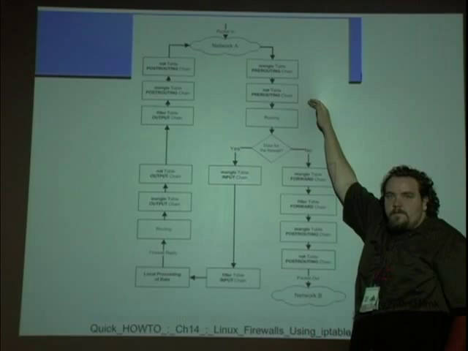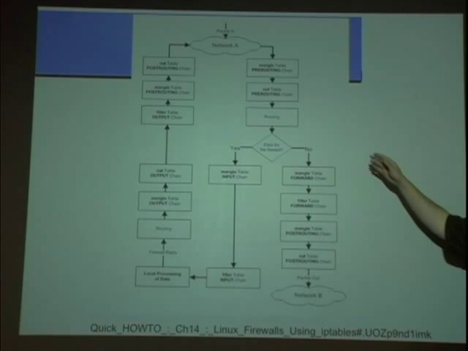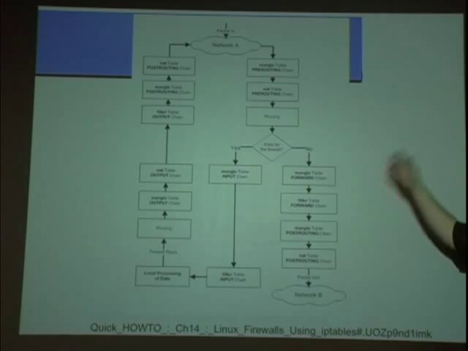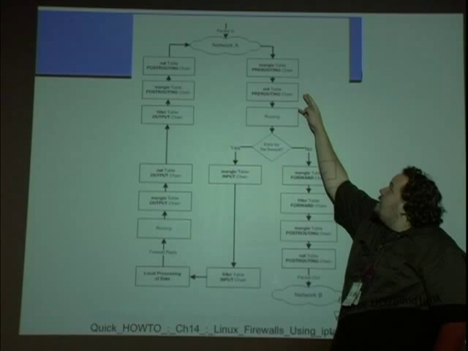Now, all of these chains are predefined. You can also create your own chains. So if you want to get really advanced, you can go in there and actually change this entire infrastructure to whatever you want. But this is how it's set up by default. So we have the pre-routing chain on mangle, the pre-routing chain on NAT, and then it hits the routing table.